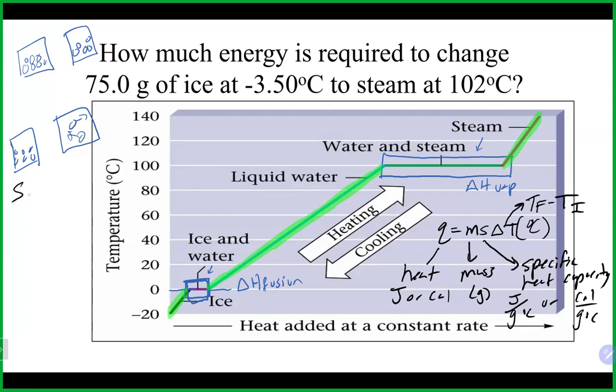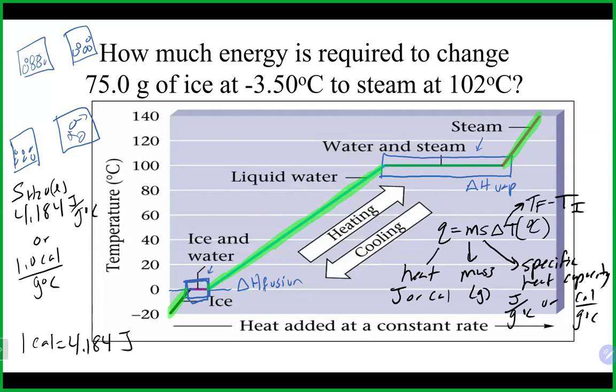So a reminder, there are a couple of numbers they want you to know, which is the specific heat capacity of liquid water, and that is 4.184 joules per gram per degree Celsius. Or if you're using calories, that is 1 calorie per gram per degree Celsius. By the way, that is the conversion we talked about between calories and joules: 1 calorie is 4.184 joules.